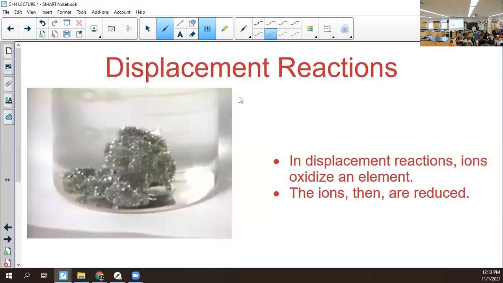All right, to the copper 2 sulfate, which is CuSO4, I'm gonna put iron. So put a plus sign and then put iron. Solid.